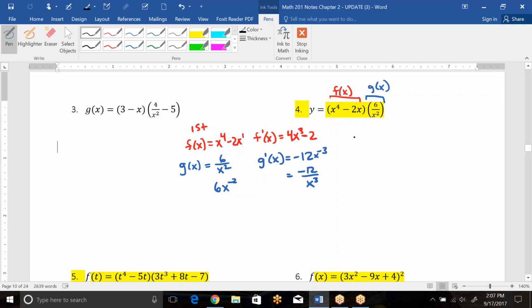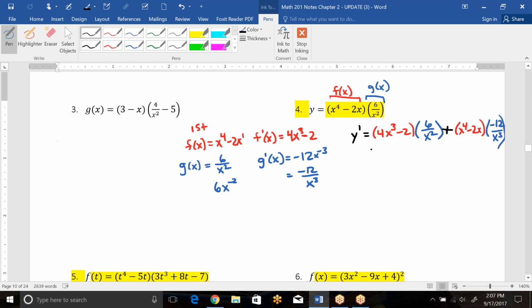So for our derivative, y prime, we have, let's see our colors, the derivative of the first, which is 4x cubed minus 2, times the original second function, which would be 6 over x squared, plus, then we have the first function, so that's x to the 4th minus 2x, times the derivative of the second one, which would be the -12 over x to the 3rd. Okay? So now we want to distribute and work this out.